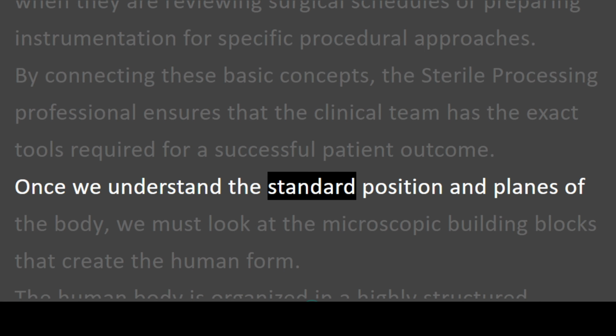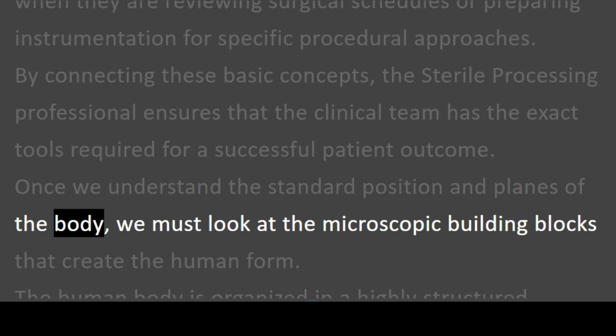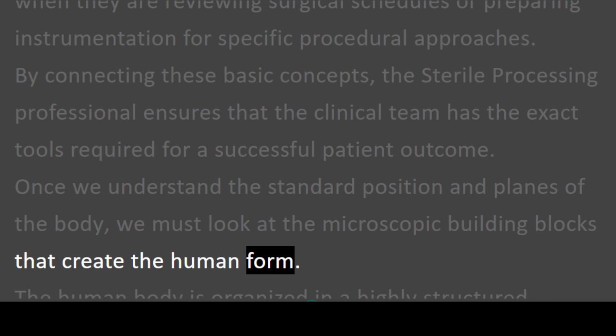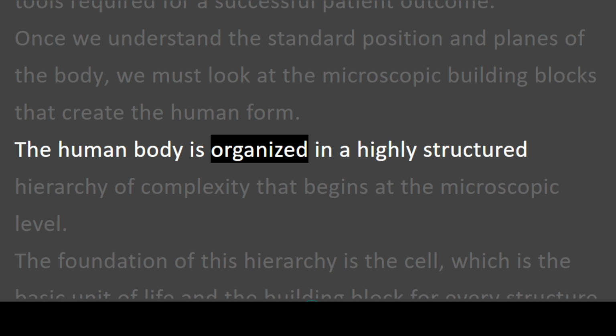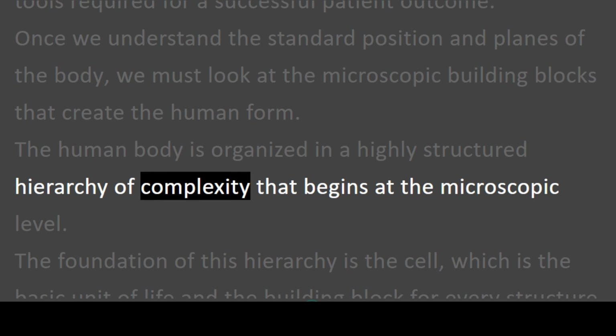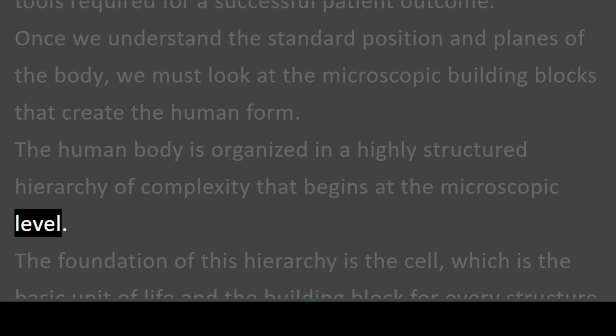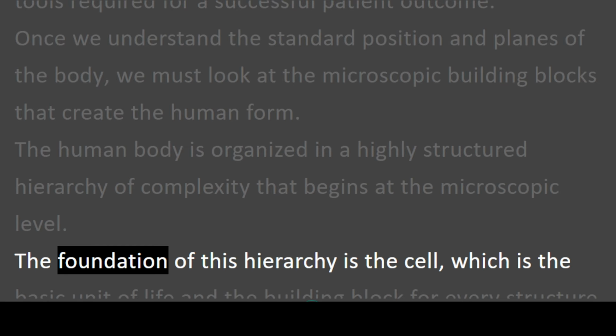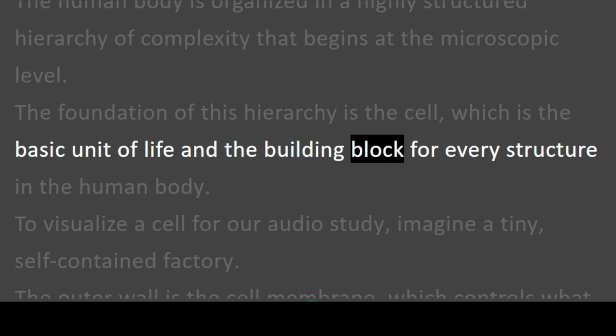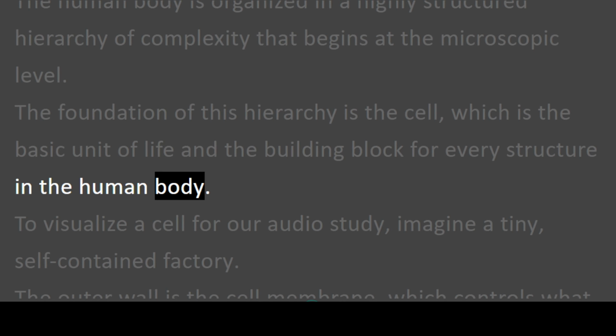Once we understand the standard position and planes of the body, we must look at the microscopic building blocks that create the human form. The human body is organized in a highly structured hierarchy of complexity that begins at the microscopic level. The foundation of this hierarchy is the cell, which is the basic unit of life and the building block for every structure in the human body.